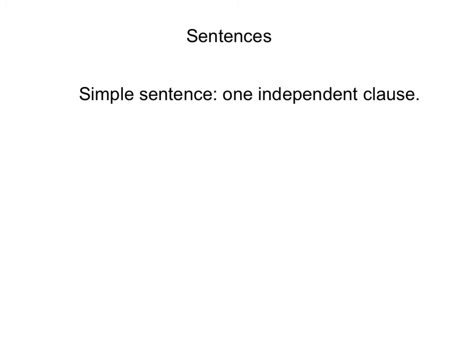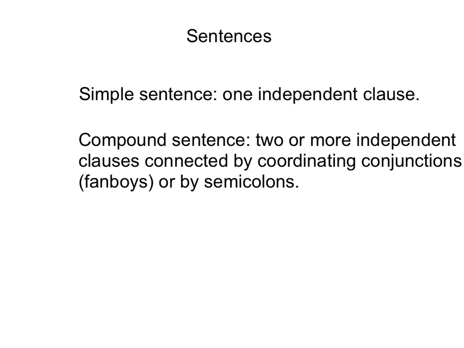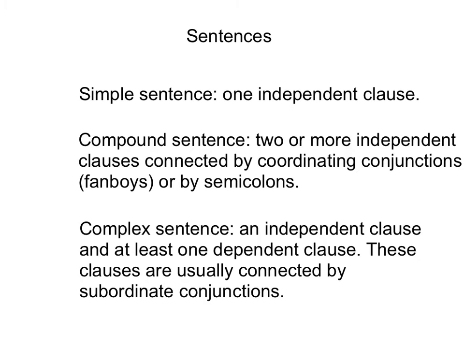So now you know about the two different kinds of clauses, you'll be able to understand the different kinds of sentences that are available to you. A simple sentence contains one independent clause. A compound sentence contains two or more independent clauses connected by coordinating conjunctions, often remembered with the acronym FANBOYS, or they're connected with semicolons. A complex sentence contains an independent clause and at least one dependent clause, and these clauses are usually connected by subordinate conjunctions. Here are some examples of these three different kinds of sentences.